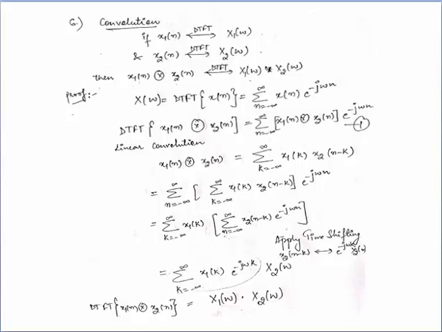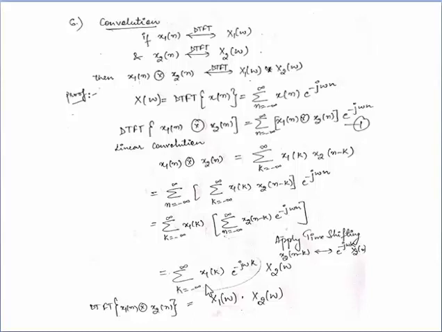It becomes summation k tends to minus infinity to infinity x1(k), and inside the bracket it becomes summation k tends to minus infinity to infinity x2(n minus k) e raised to power minus j omega n. Now apply the time shifting property on x2(n minus k). The DTFT of x2(n minus k) is e raised to power minus j omega k into X2(omega). So it is equal to summation k tends to minus infinity to infinity x1(k) into e raised to power minus j omega k X2(omega).